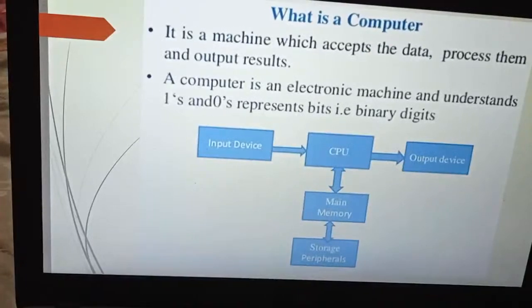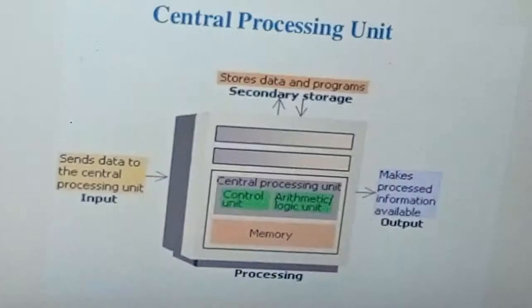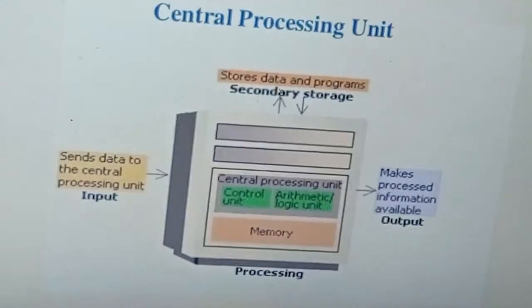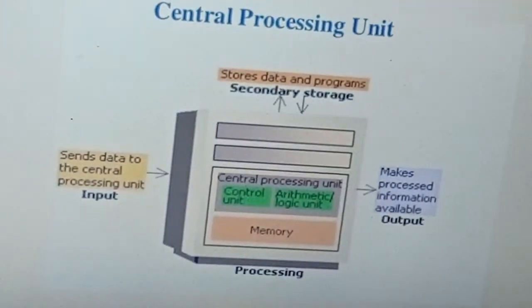Now the block diagram of it consists of an input unit, a processing unit that executes and understands, and an output unit. In the CPU, main memory and storage peripherals. This is the CPU, the central processing unit, which consists of a control unit, an arithmetic logic unit, and a memory.